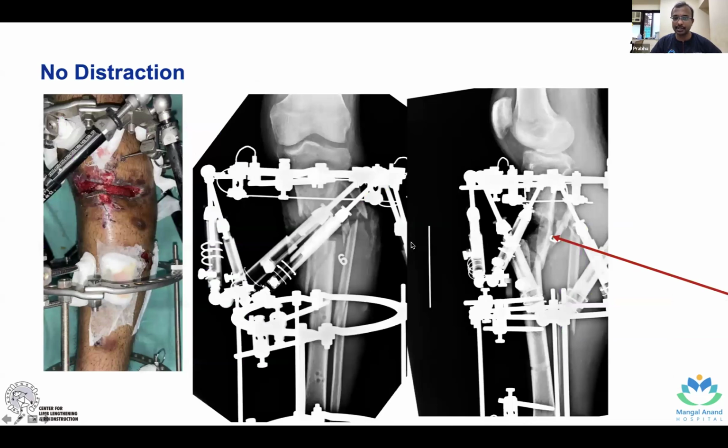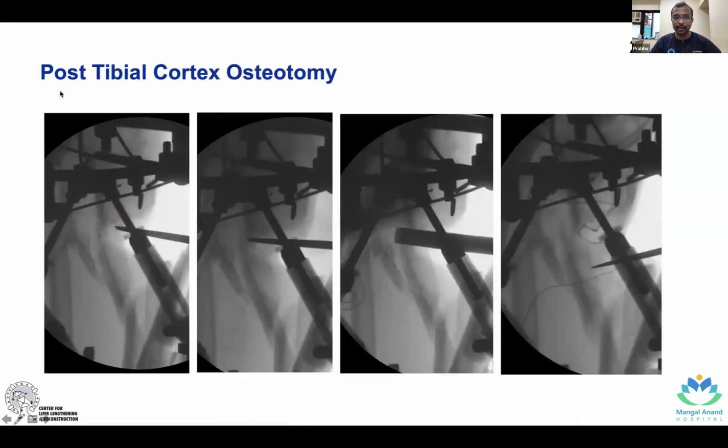So the plan was to do posterior tibial osteotomy. Here we can see with compression or docking, the wound has decreased in size. There is good granulation tissue at the exposed wound site. So we took the patient from the anterior defect. We did the osteotomy; posterior tibial cortex osteotomy was done with a gentle tap.